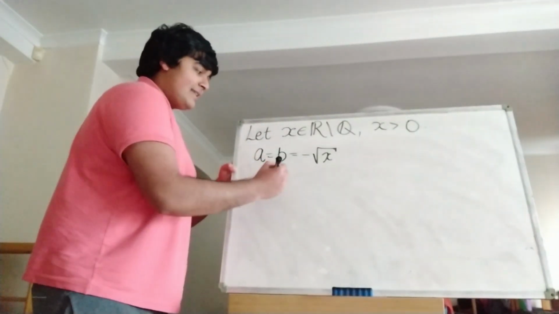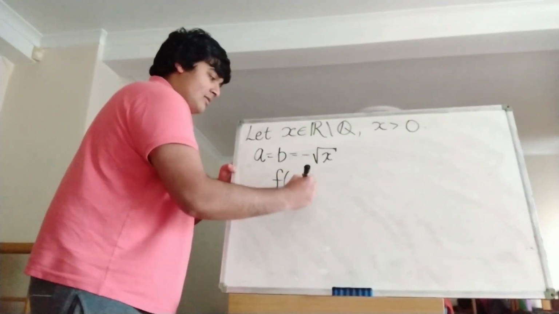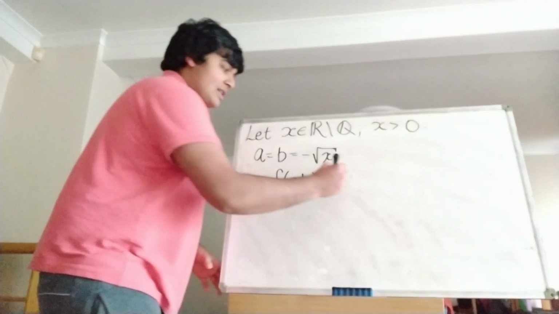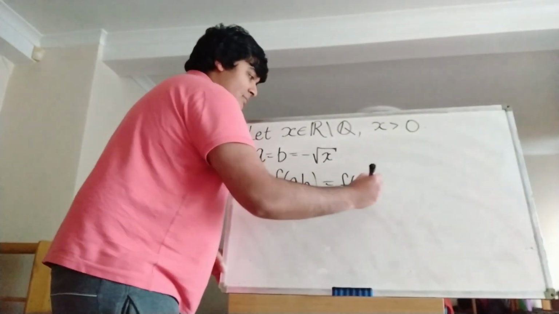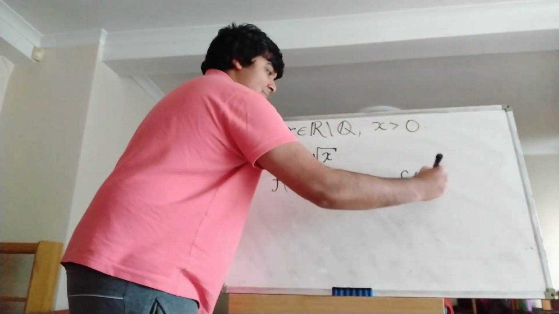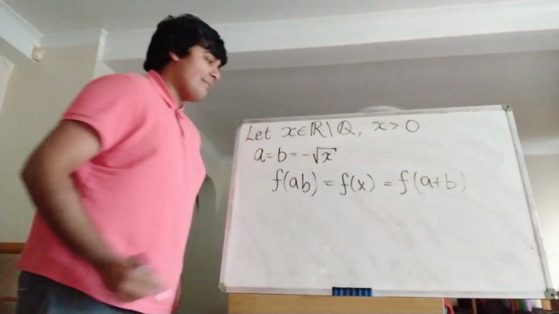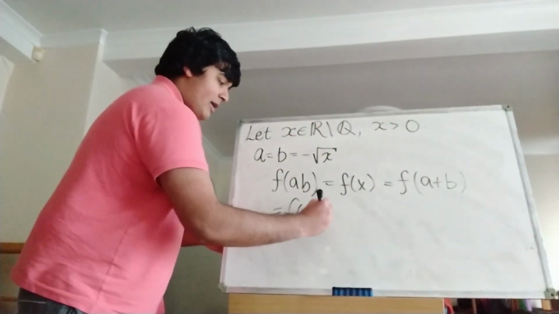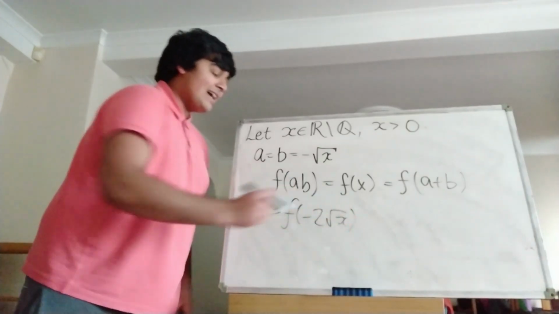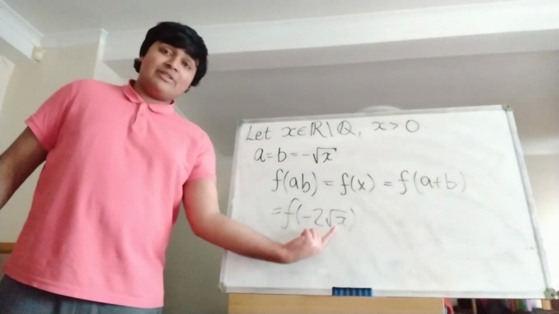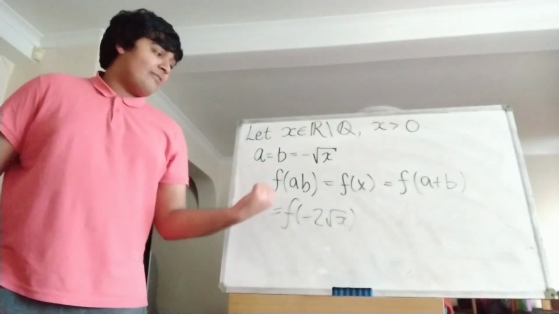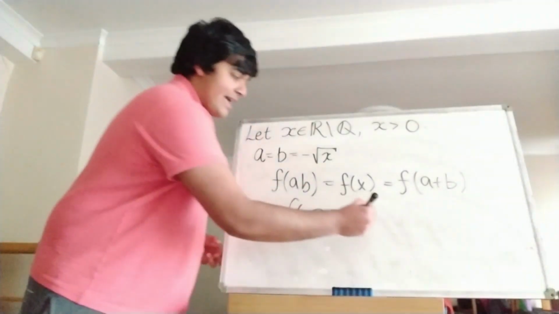So f of ab then, we know it's just f of minus root x all squared, which is just f of x. But we know that that's equal to f of a plus b. Okay, but f of a plus b is just f of minus 2 root x. And now we know that minus 2 root x is a negative irrational number, and by the thing we just showed, it follows that this is just f of 0.